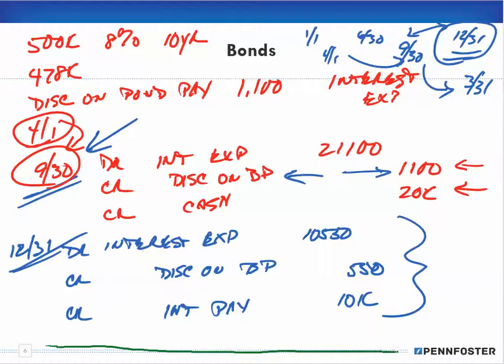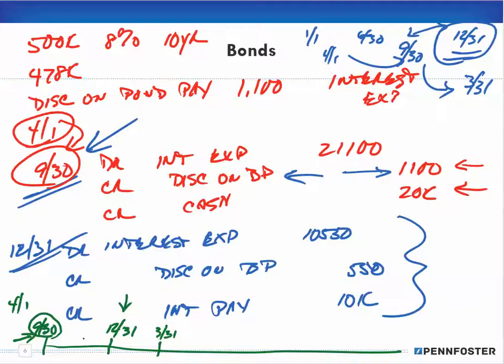Now, just to get this a little bit clearer in your mind, I'm going to draw a long timeline here. This we're calling 9/30 because this was our first interest payment. Remember, we bought the bond on 4/1, so our first interest payment happens on 9/30. Then we have 3 months go by to 12/31. Okay, and we're going to have to make an adjusting entry on 12/31 because our next interest payment is on 3/31.